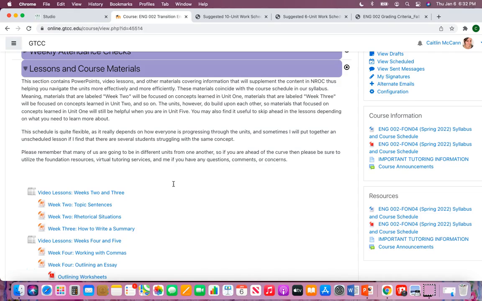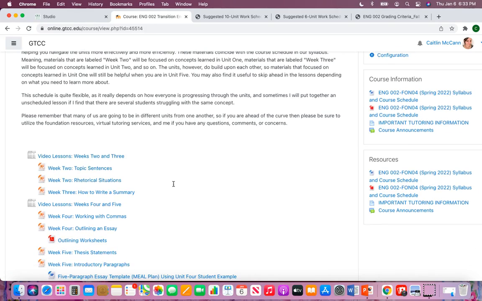The units, however, do build upon each other, so materials that focused on concepts learned in Unit 1 will still be helpful when you are in Unit 5. You may also find it useful to skip ahead in the lessons depending on what you need to learn more about. This schedule is quite flexible, as it depends on how everyone is progressing through the units, and sometimes I will put together an unscheduled lesson if I find that several students are struggling with the same concept. Please remember that many of us are going to be in different units from one another, so if you are ahead of the curve, please be sure to utilize the foundation resources, virtual tutoring services, and me if you have any questions, comments, or concerns.